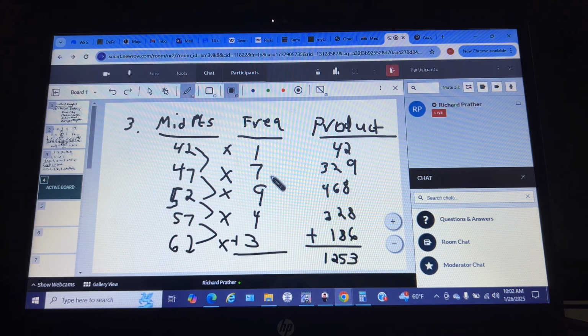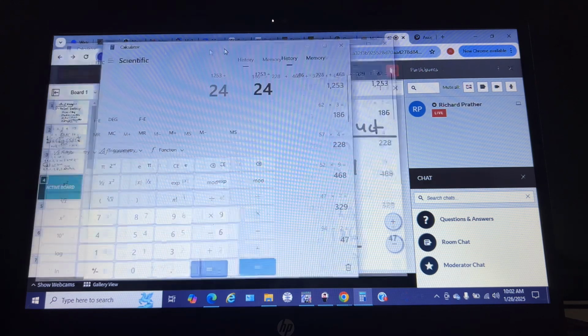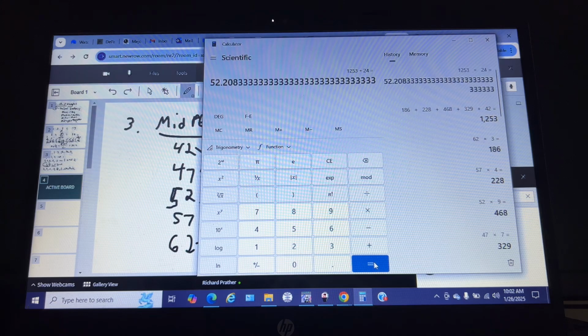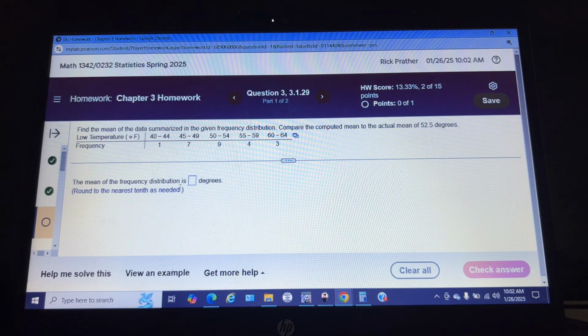So add up the frequencies. 1 plus 9 is 10. 7 plus 3 is 10. That's 20, 24. There were 24 values here. So if I divide this by 24, this will get me a good estimate of what the real average would have been, and I have no other way to do it anyway. So 52.2, maybe they want nearest 10th. One decimal place, 52.2. Yeah, nearest 10th.